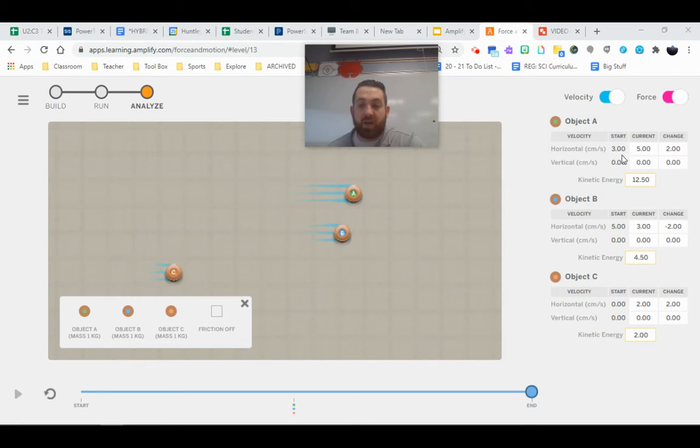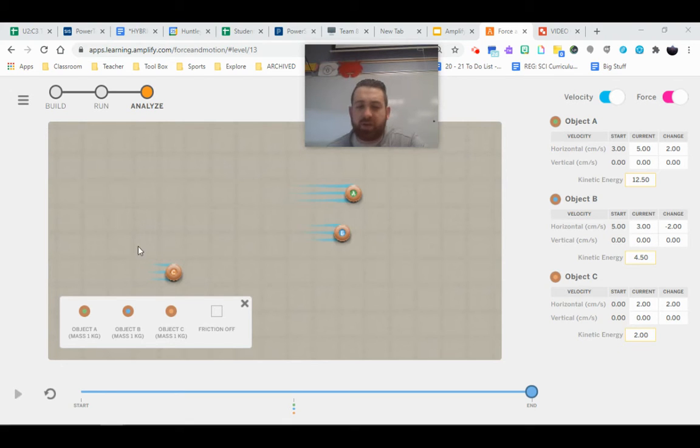Object A started with a velocity of 3. Object B started with a velocity of 5, and object C started with no velocity, so 0 velocity. Now, if you notice, each of the objects are now traveling to the right, and their current velocity had changed after a force was applied. Now, we don't necessarily know the direction of the force. We don't know how much force was applied, but we know object A started with a velocity of 3, and its velocity changed to 5. Object B was in a collision, or a force was applied, and it went from 5 to 3. Object C had a start velocity of 0, now it has a velocity of 2.